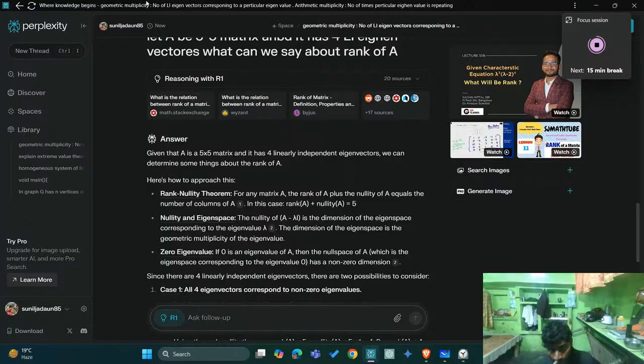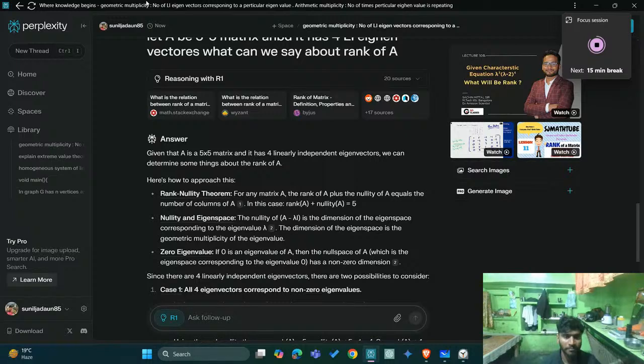Rank-nullity: for any matrix A, the rank of A plus the nullity of A is equal to the number of columns of A. In this case, rank plus nullity equals 5. The nullity of A minus lambda I is the dimension of the eigenspace.